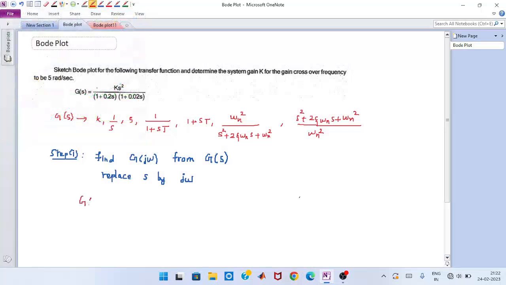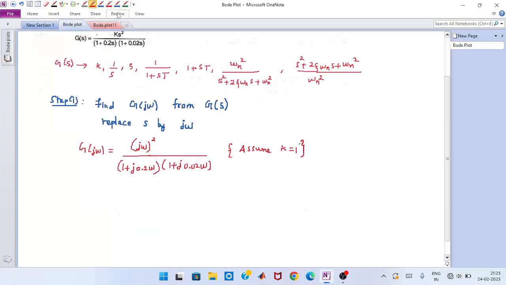G(j omega) equal to, instead of s, we replace it by j omega. So (j omega) the whole square divided by 1 plus, instead of 0.2s, we put j 0.2 omega because we are replacing s by j omega. And the third term is 1 plus j 0.02 omega. Remember, in this particular problem, let me consider the value of capital K equal to 1 initially. Later on, I will be finding it with the given specification. So this is the first step in Bode plot.